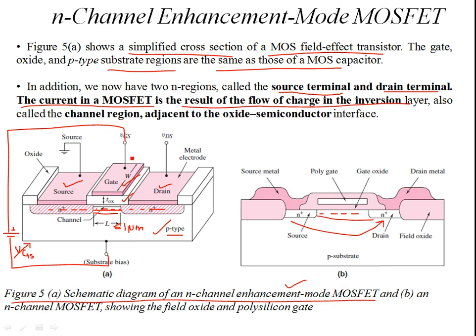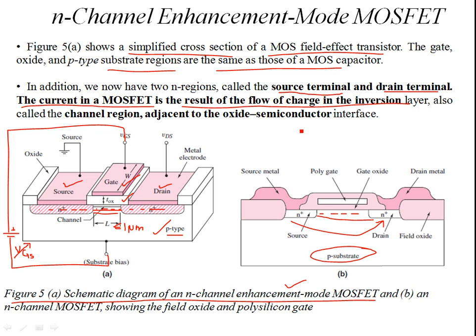Okay, if there is no channel, or if you don't have any gate to substrate supply, then both the source and the drain are separated by p-type substrate. So there is no flow of charge. There is no channel. There is no flow of charge. So no current. Okay, so this current has to be regulated by the application of VGS, the gate to substrate voltage. So you need a channel region.